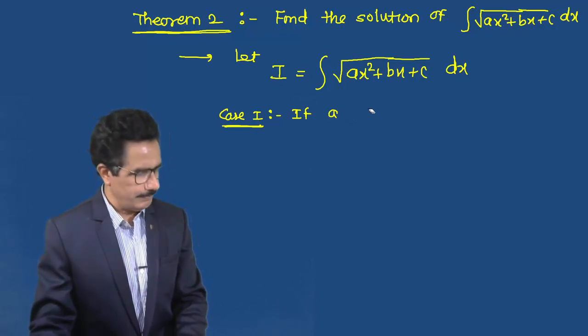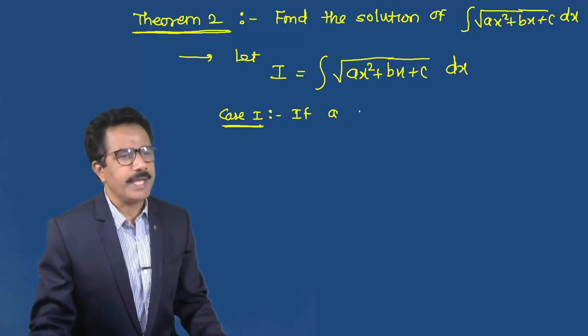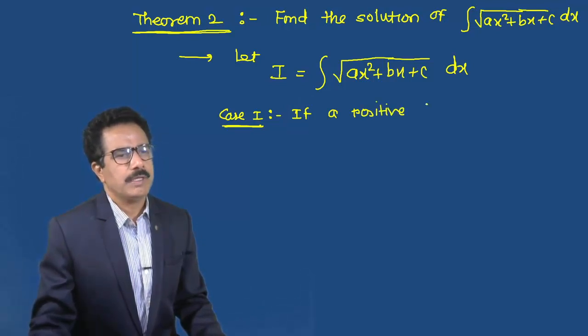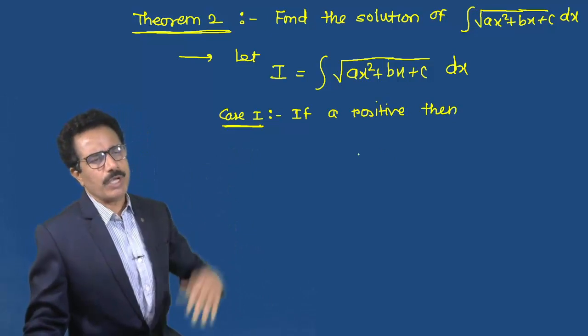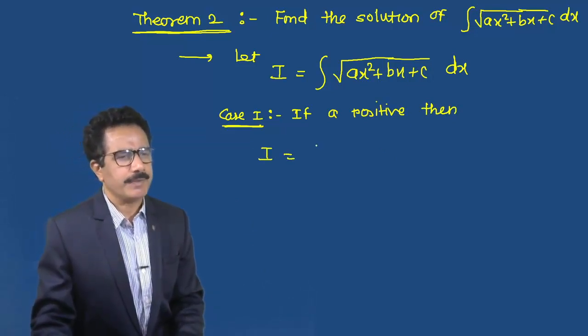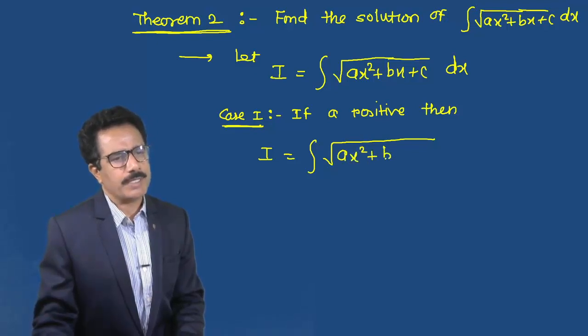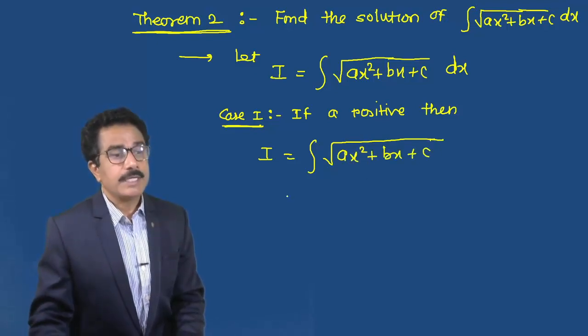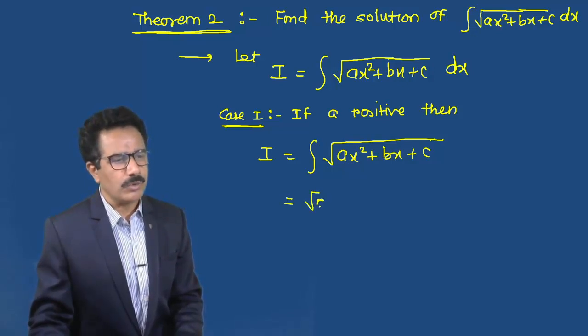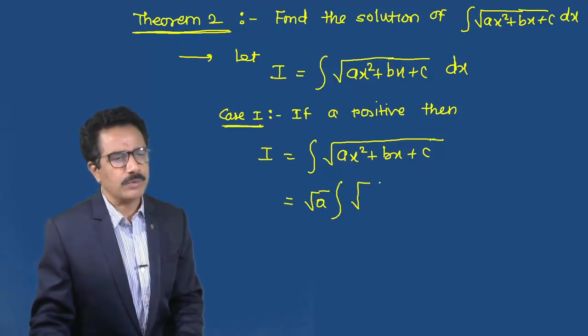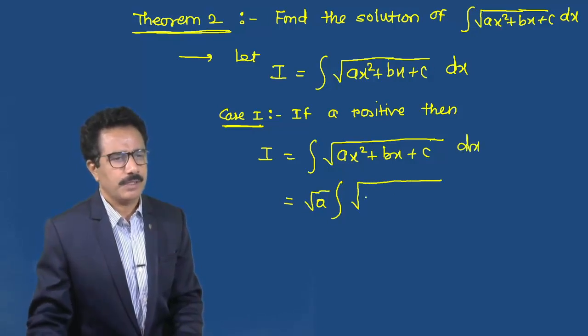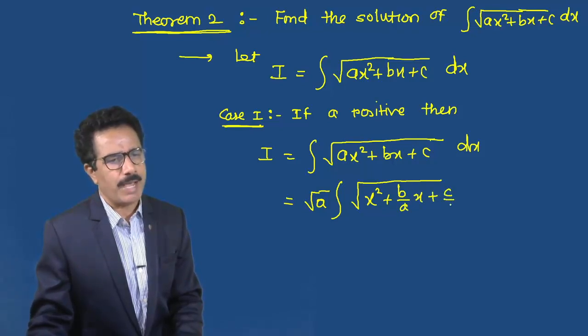Let a be positive. Then the same theorem which we proved yesterday applies here. Integration of root of ax square plus bx plus c. Take out a common a from the root. So root a into integration of x square plus b by a into x plus c by a dx.